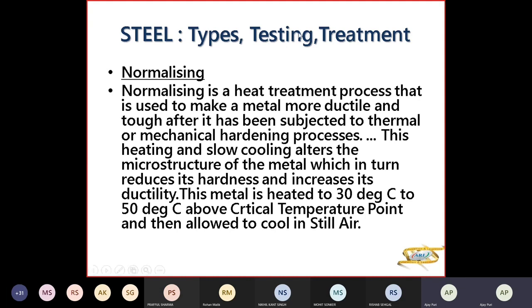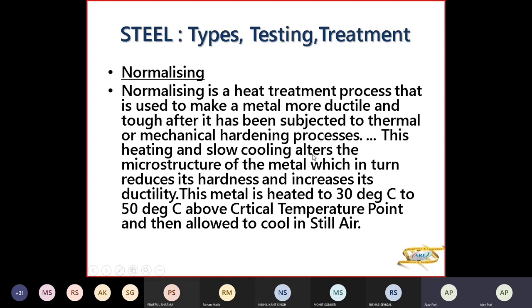So it's a heat treatment where your metal, which is more ductile and tough, has been subjected to thermal or mechanical hardening process. Heating and slow cooling alters the microstructure of the metal, which in turn reduces its hardness and increases the ductility. So here again, you are heating to 30 to 50 degrees above critical temperature. Annealing was 20 to 30 degrees above critical temperature. Annealing was cooling at 50 degrees per hour. That cooling rate was there.